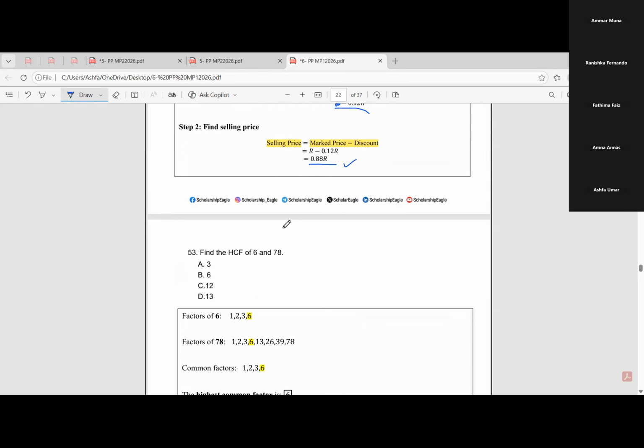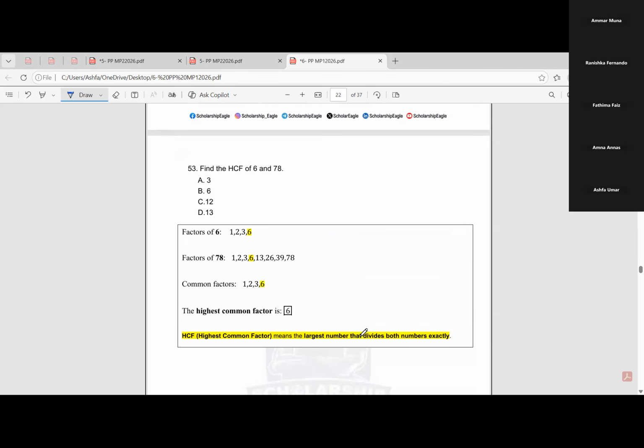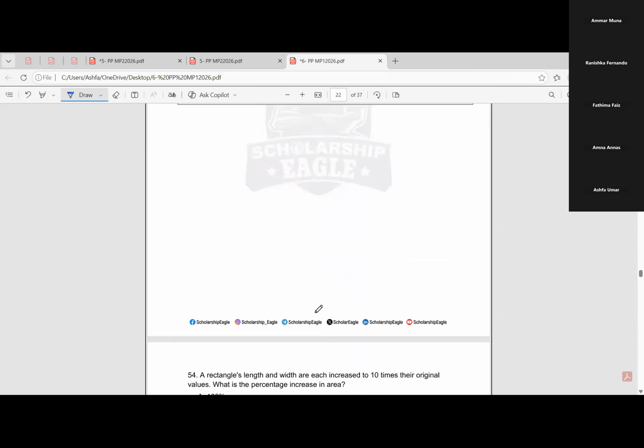So then next, find the HCF. HCF simply means the largest number that divides both numbers exactly. You can either write the factors or use prime factorization as well. I have written the factors here. So the highest common factor, you can see here, all three numbers have the same factors, so it gives the highest common factor as 6.